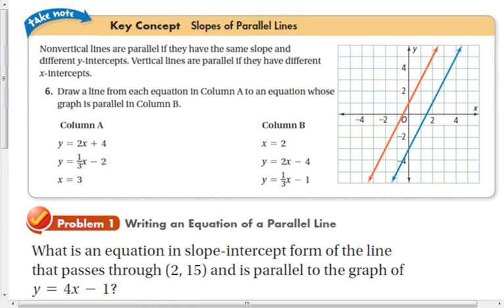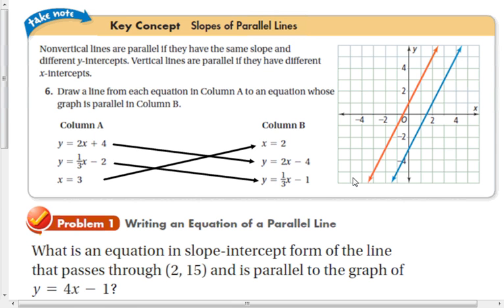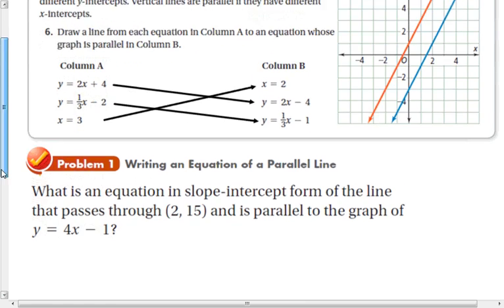All right, slopes of parallel lines. This one should be rather common sense. Non-vertical lines are parallel if they have the same slope. So in order for lines to not intersect, they have to have the same slope and different y-intercepts or x-intercepts, however you want to look at that. So draw a line from each equation of column A to the equation whose graph is parallel in column B. Now remember, not all vertical lines will be parallel and all horizontal lines will be parallel.